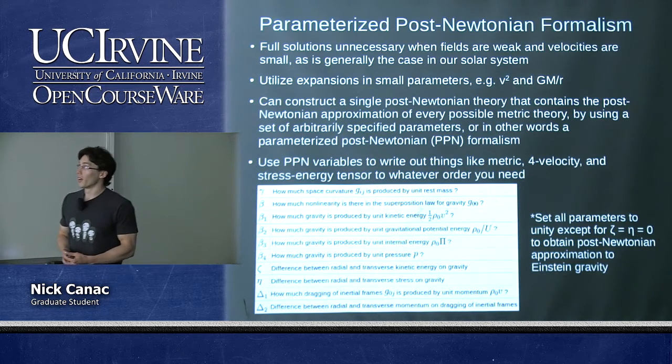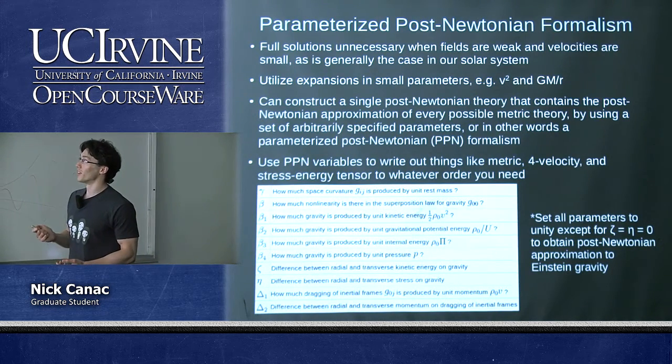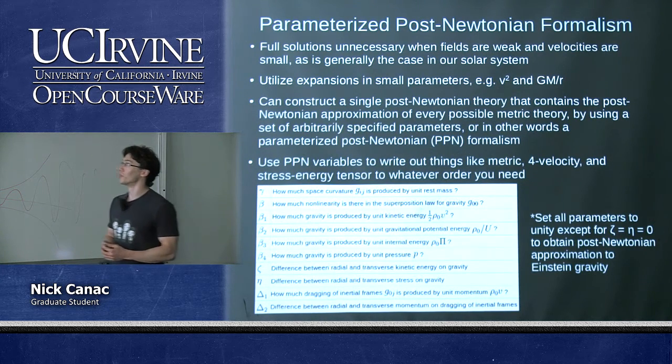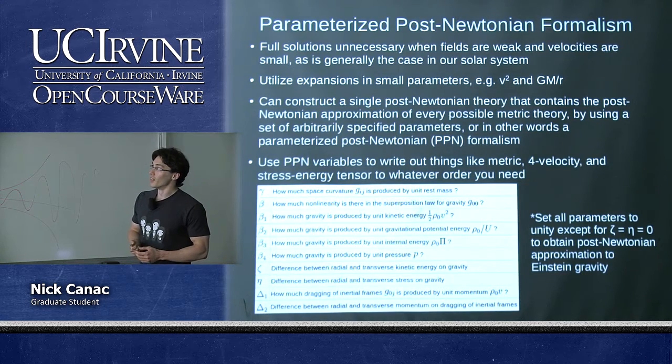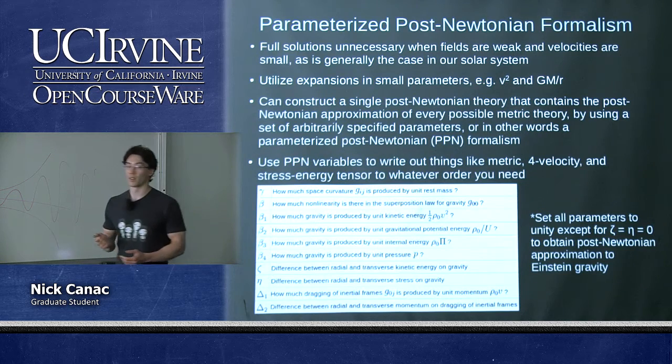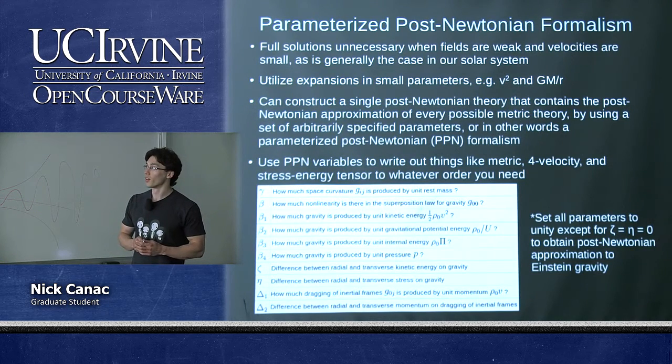So the whole idea behind PPN is that the full solutions are unnecessary and usually difficult to solve. And they're completely unnecessary within the solar system. So what we do is we expand things in terms of small parameters, namely v squared and the potential GM over r.